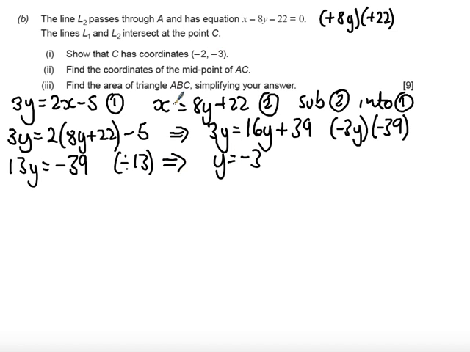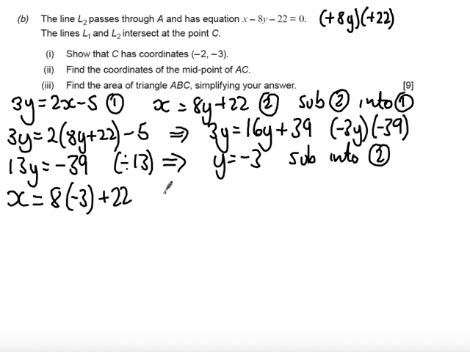Finally, let's find x and just confirm this. So substitute this into equation 2 because that's in the form x equals. So I get x equals 8 lots of minus 3, plus 22. So I get minus 24 plus 22 gives me x equals minus 2. So therefore, C is (-2, -3) as required.